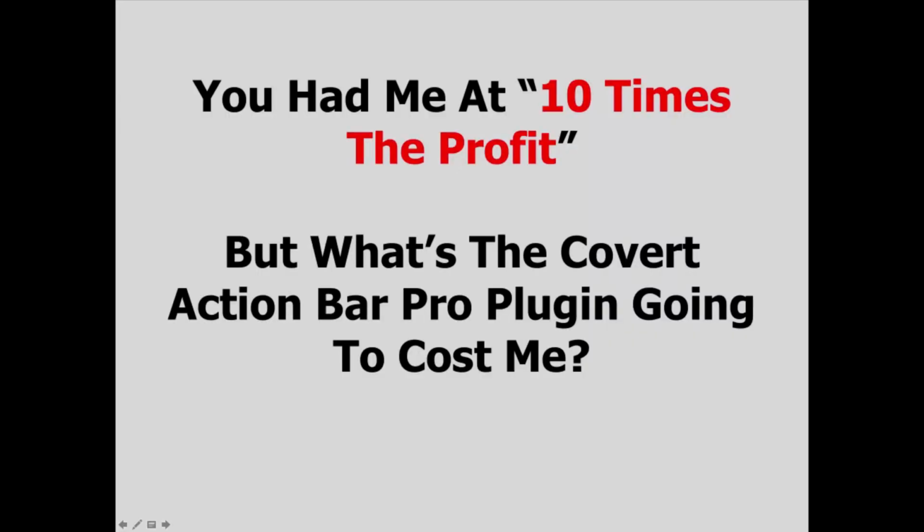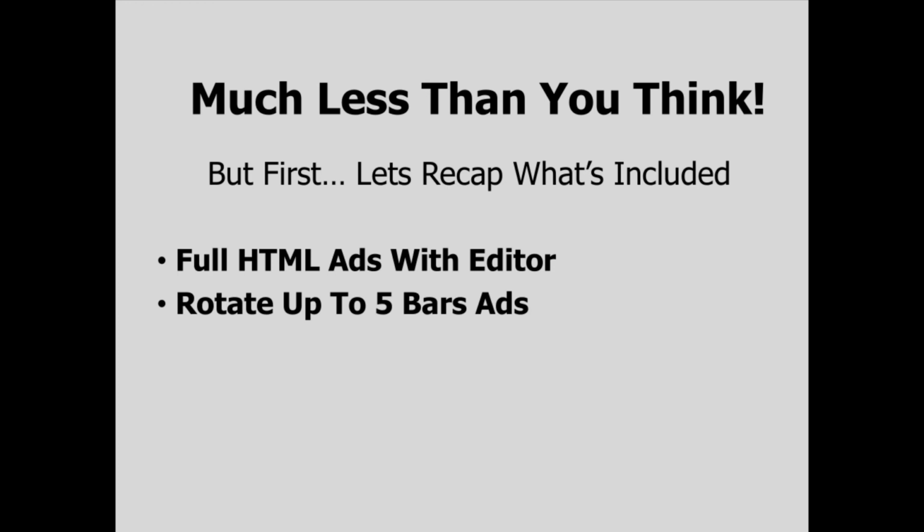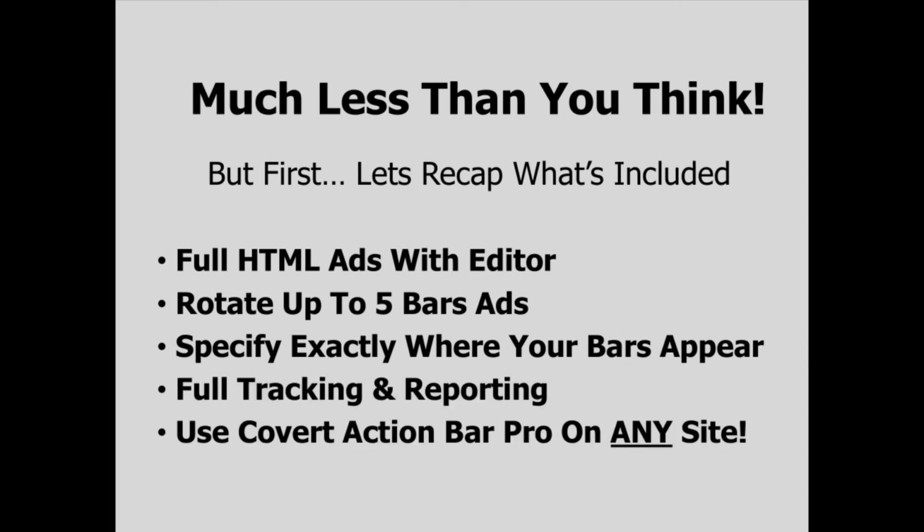Now you might be sitting here thinking, you had me at 10 times the profit, but what's the Covert Action Bar Pro plugin actually going to cost me? Well, much less than you think. But first, let's recap what's included. You get the full HTML ads with the visual editor. You can rotate up to 5 bar ads at the same time. You can specify exactly where your bars should appear. You get full tracking and reporting. And finally, you can now use Covert Action Bar Pro on any website, not just on WordPress.